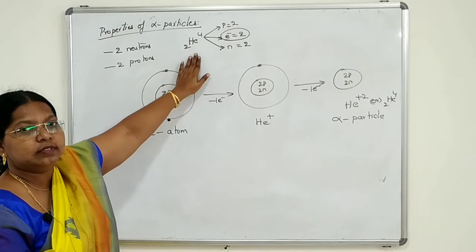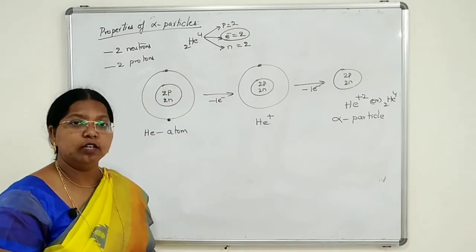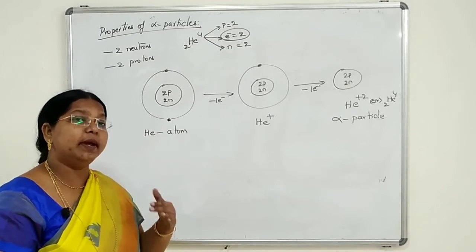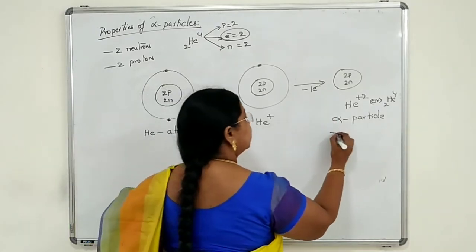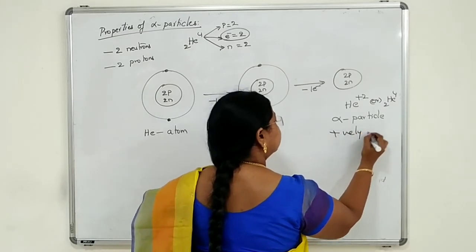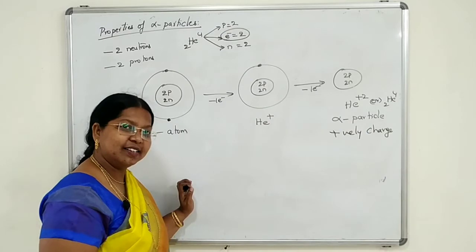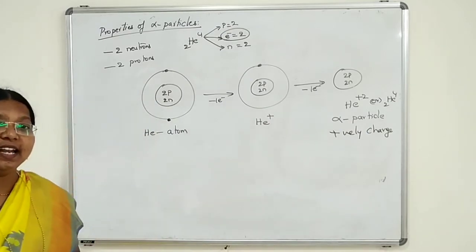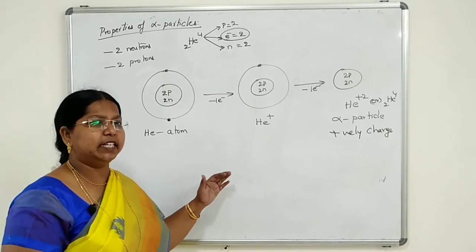He-2-4, dipositive helium atom. Its mass is also more, so it is heavy. It cannot bend too much. Dipositive, therefore positively charged. So they deflect towards the negative plate in an electric field. Clear, students? Now we will see some more properties also.